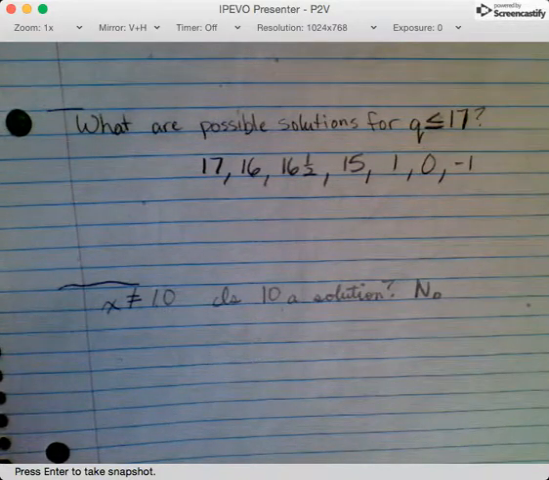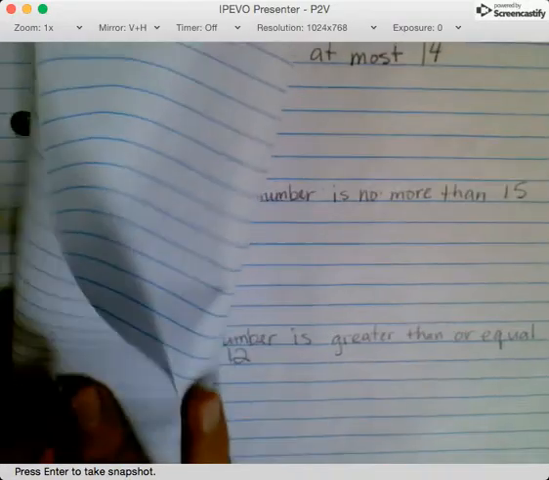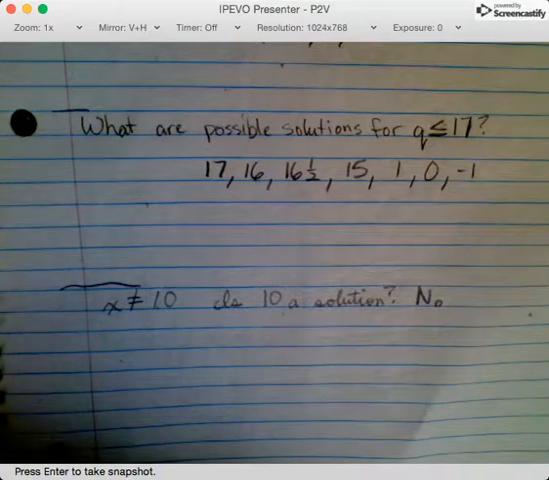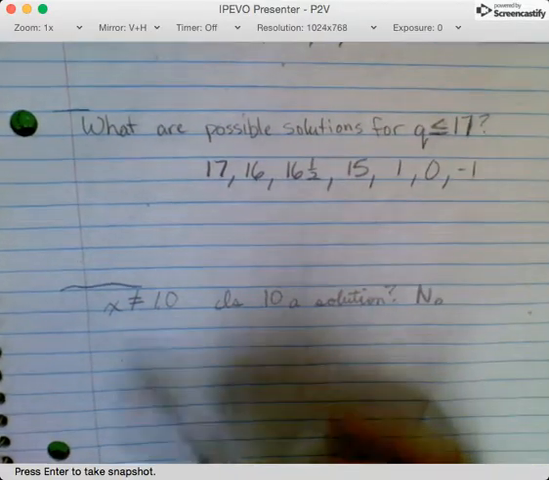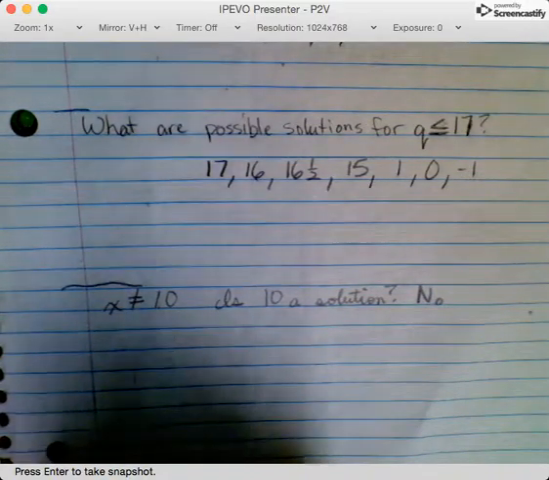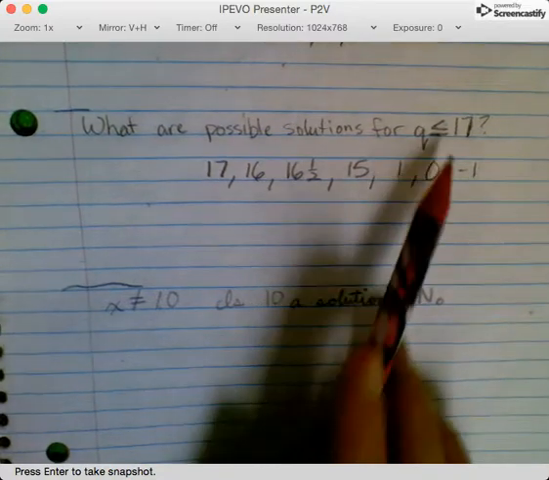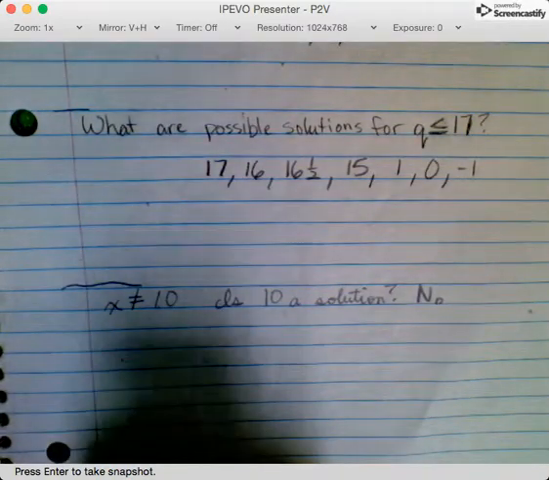Some of your examples in your book may have you do equations to solve each side. But for the most part, just think about what the symbols mean. I want you to familiarize yourself with the fact that the line underneath that symbol just means that it can also be equal to that.